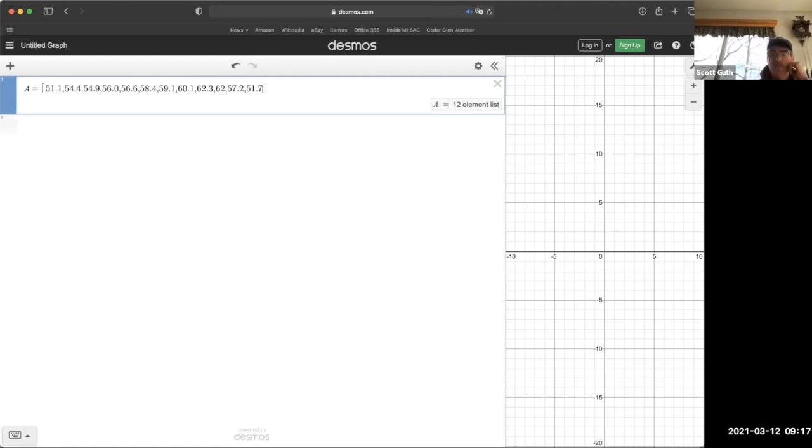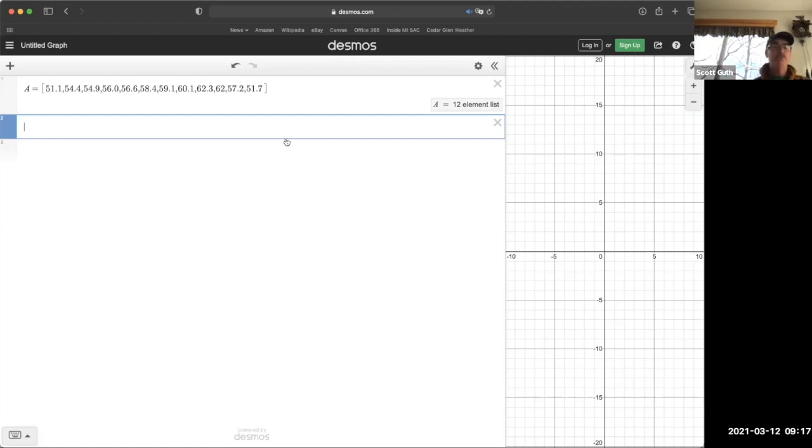And you should see over on the right that A is a 12 element list. So that tells me I put enough values in. Doesn't tell me that they're right. I hit enter just to kind of register that. And then if it's an exam, for sure you want to go over this list. So I'm just double checking my values. Okay, so my values are all correct as far as I can tell.